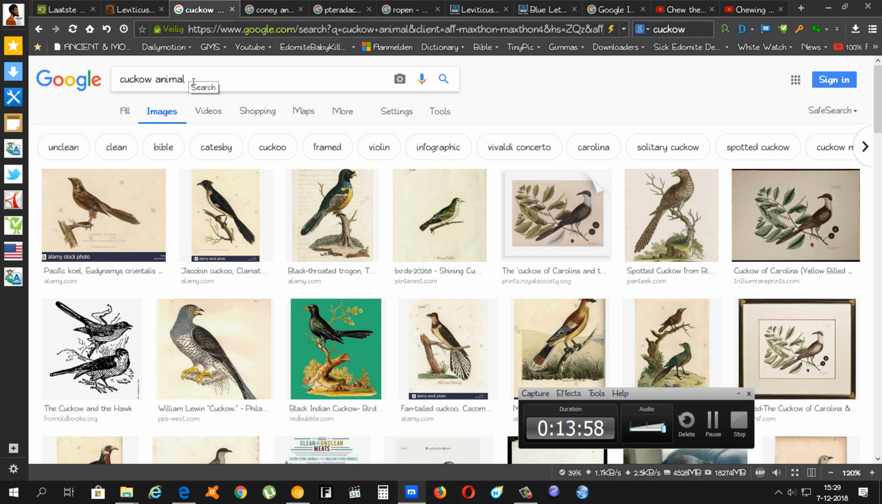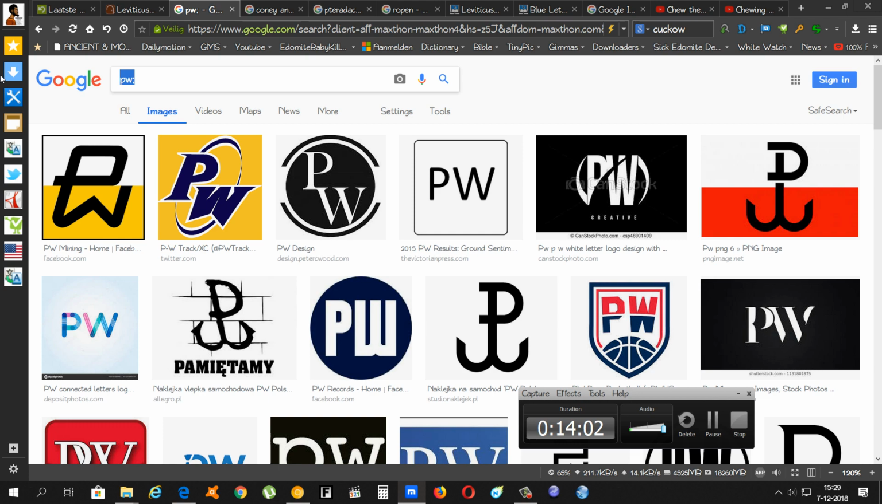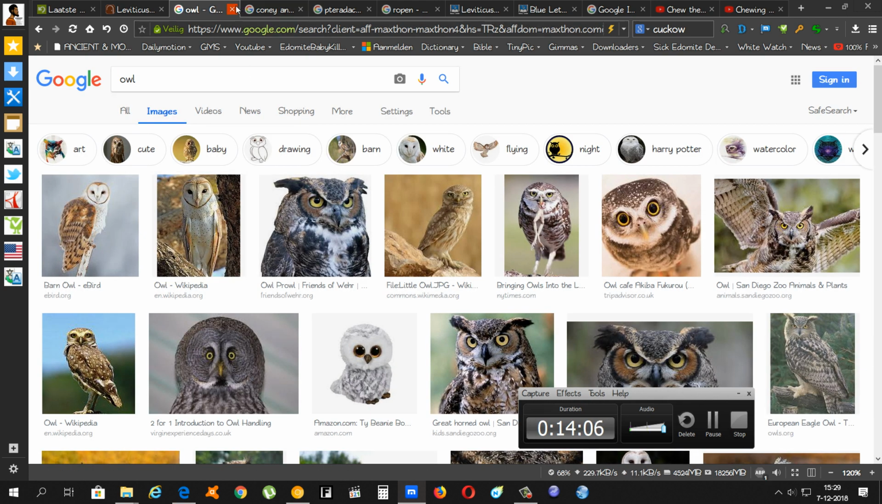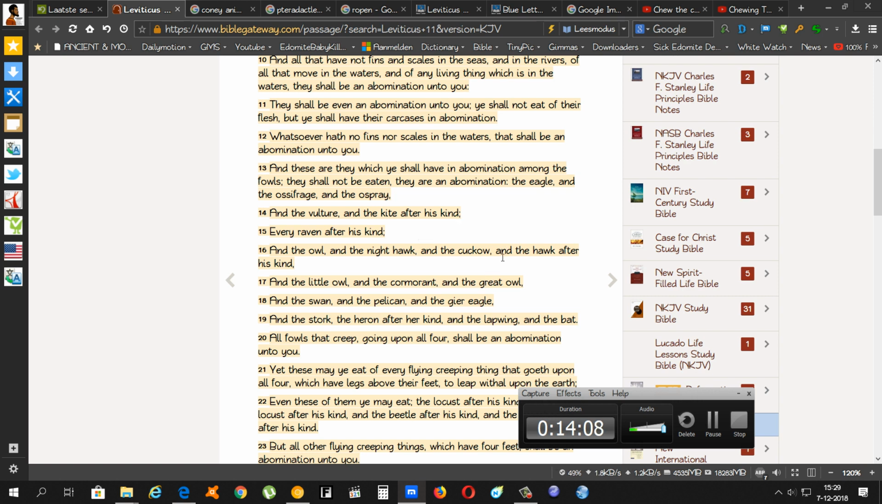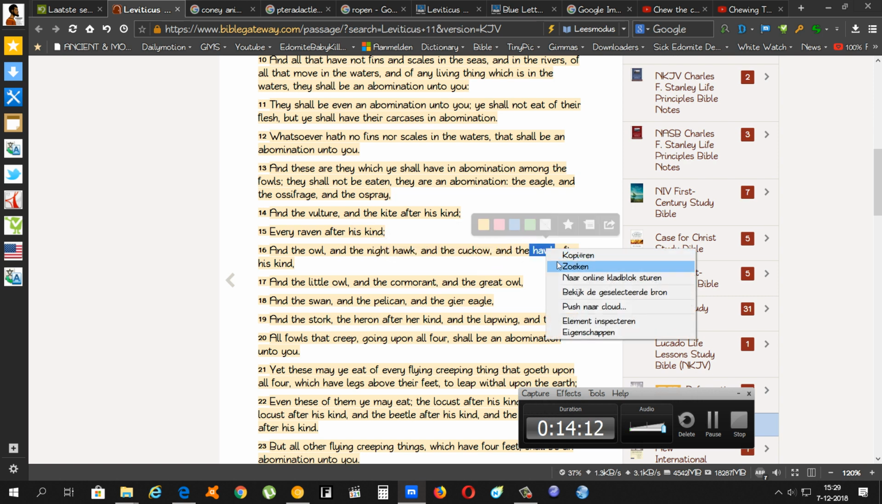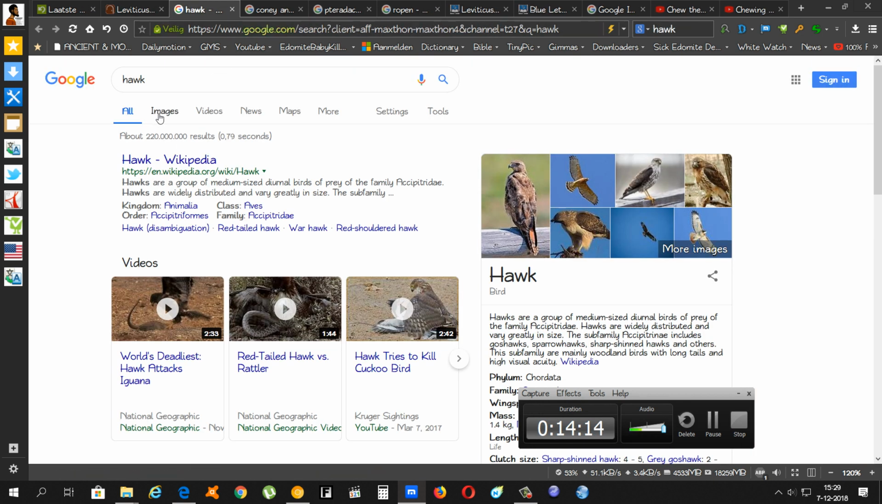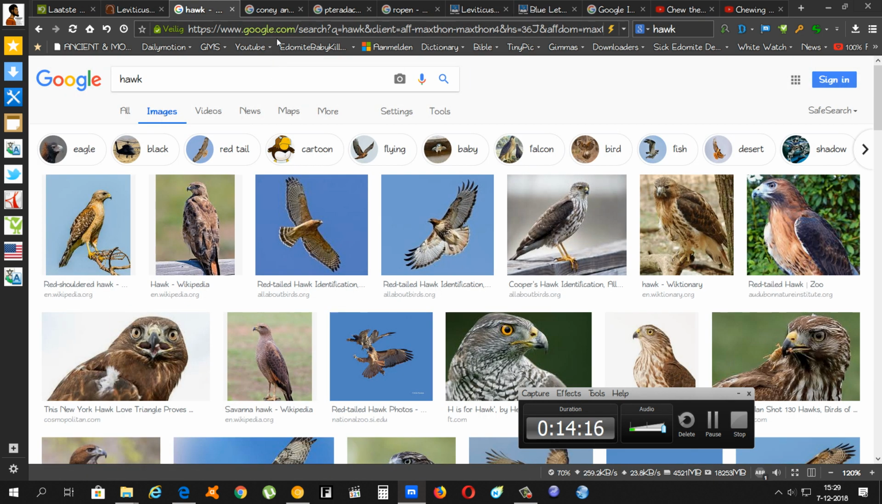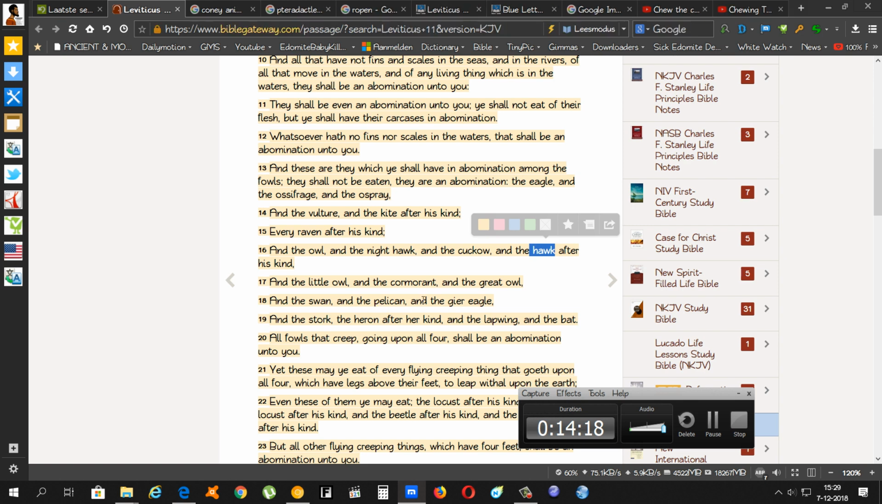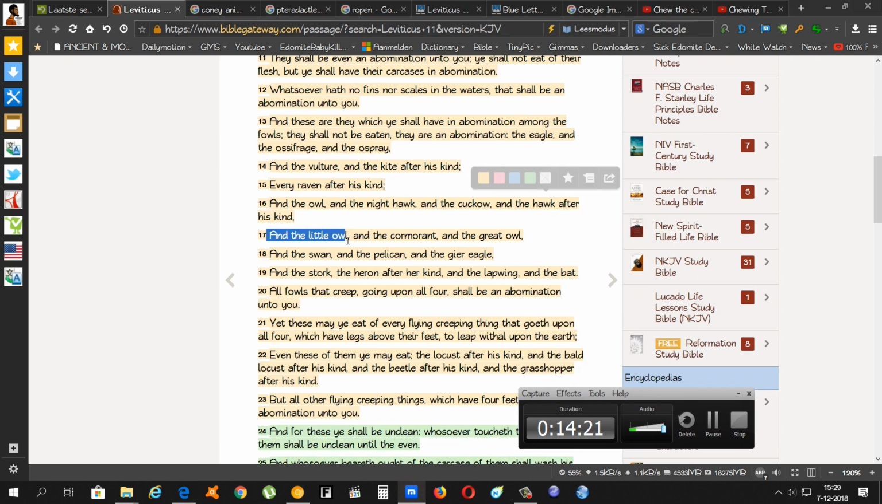Now, you already know what the owl is. This is the owl. And then you have the hawk after his kind. You already know what a hawk is. This is a hawk, which is another family of the eagle type. And the little owl. And the cormorant.